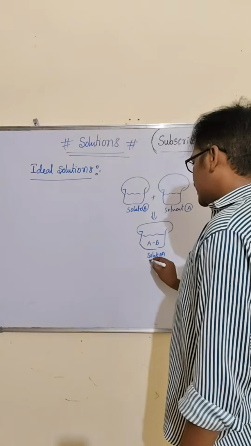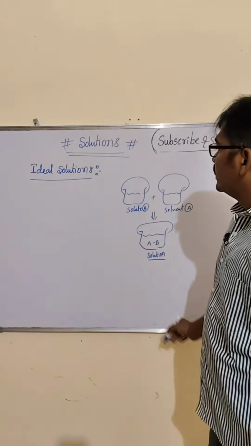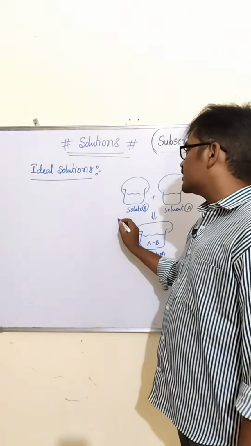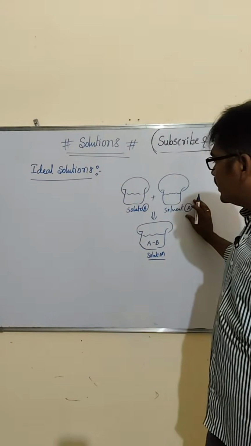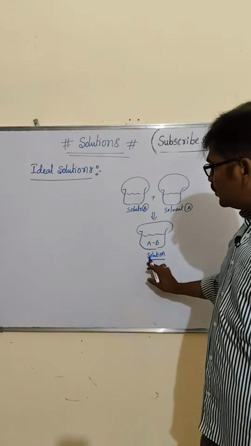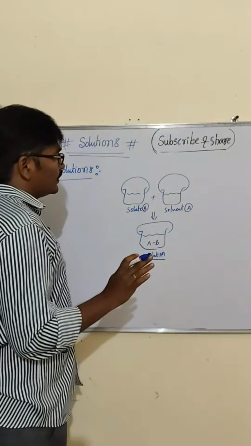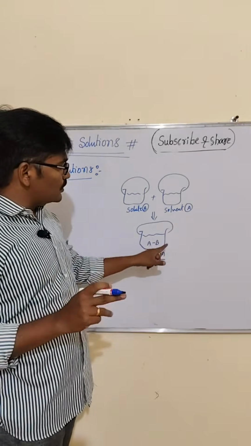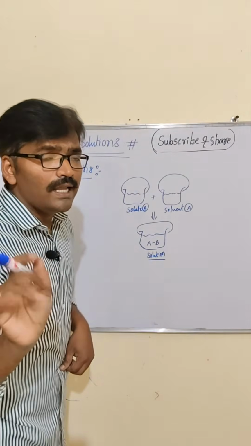Sir, is this solution an ideal solution or not? How can you say? In the pure solute, only solute will be there. Whatever the interactions are between solute and solute, and whatever the interactions are between solvent and solvent, if those interactions are equal to the solute-solvent interactions, such solutions we call ideal solutions.